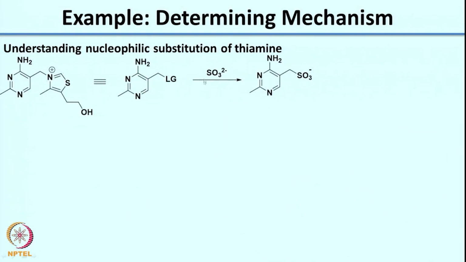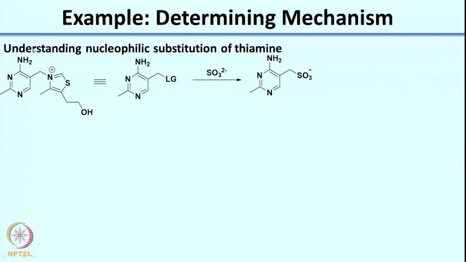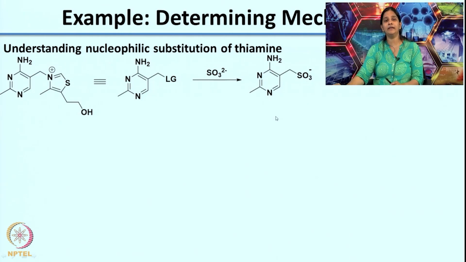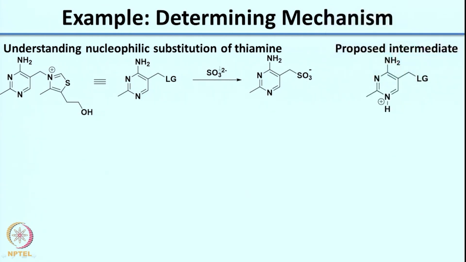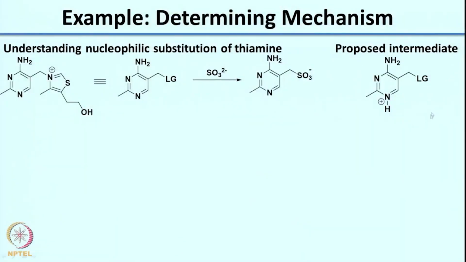So what happens is you have the sulfite addition to give you this. Now just looking at these molecules, one might assume that this could go either by the sulfite directly adding here via the SN2 mechanism or by an SN1-like mechanism. And what was known is that the proposed intermediate, since this usually works in an enzyme, was the protonated molecule shown here.